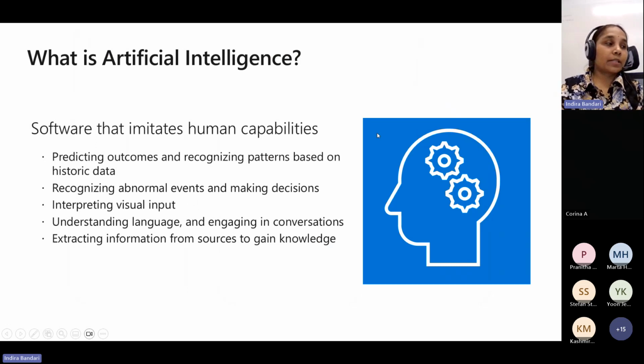So what is artificial intelligence? These days we are hearing a lot of AI, Gen AI, and ChatGPT, and all sorts of things, right? These are all things that most humans do on a day to day basis, often subconsciously. What we do is make predictions or recognize patterns based on historic data. From time immemorial, our ancestors used to see the sun and the clouds, and predict when it will rain and when it will not rain.